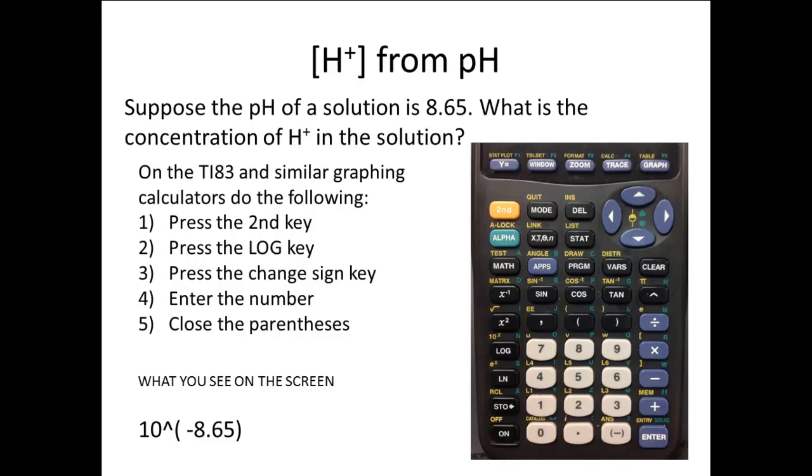Once you've done that and confirmed that the numbers are correct, press enter and you will see the answer. The screen shows 2.238721139 E minus 9. Now we need to worry about sig figs and write the number in proper scientific notation. Since there are 2 decimal places in the pH, there are 2 sig figs in the number. The E minus 9 means times 10 to the power minus 9. So the final answer is 2.2 times 10 to the minus 9th.